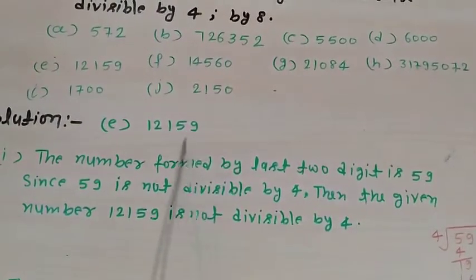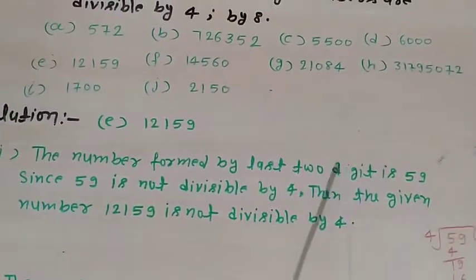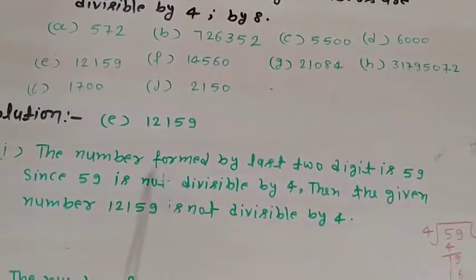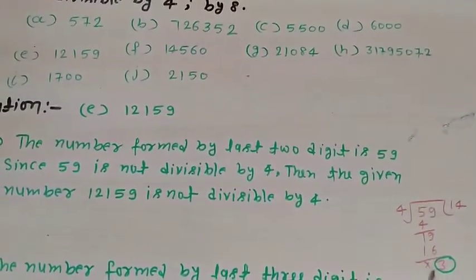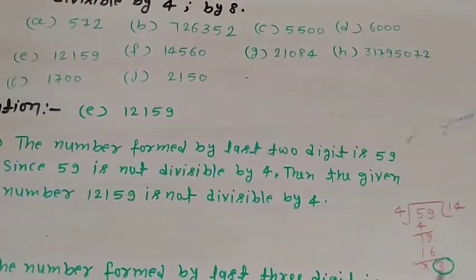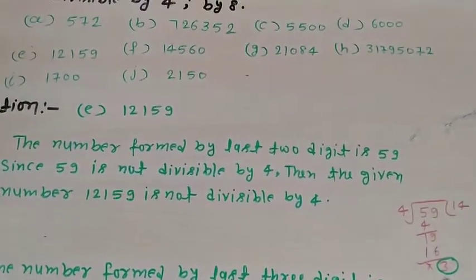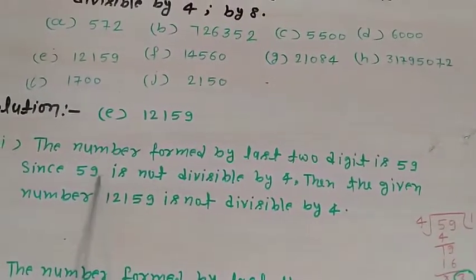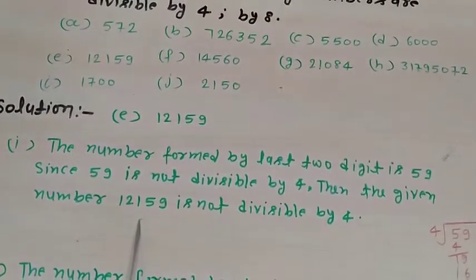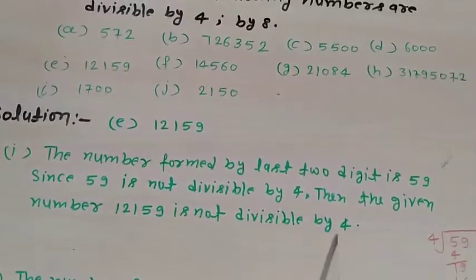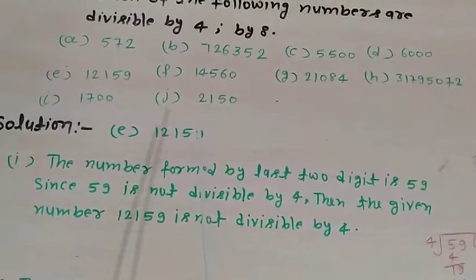For divisibility by 4 we check the last two digits. The number formed by the last two digits is 59. You can see here 59 is not divisible by 4. If you divide 59 by 4, it gives remainder 3, not 0. So 59 is not divisible by 4, then the given number 12,159 is not divisible by 4. Clear?